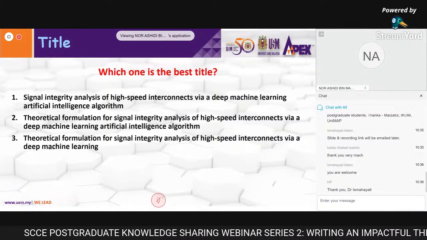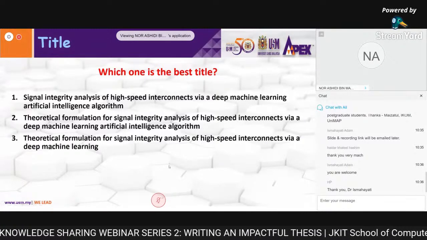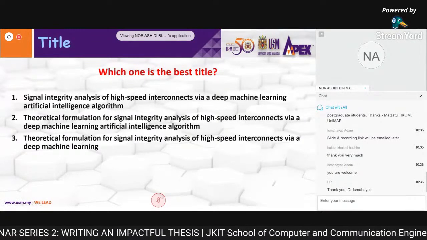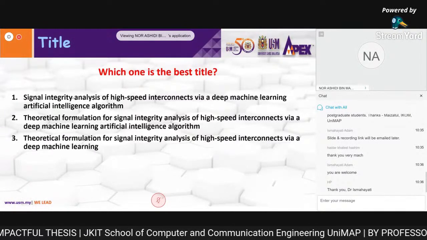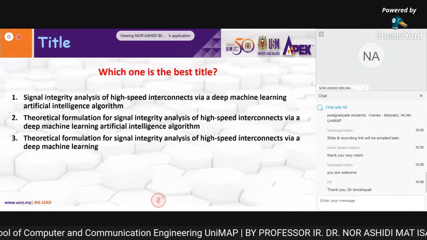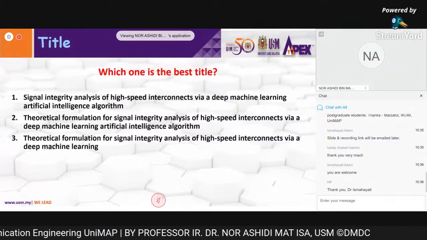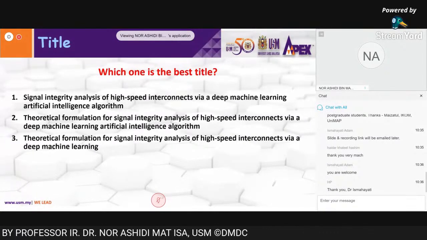So which one is the best one? Which is the better title? For sure, this one does not show the level of your work.